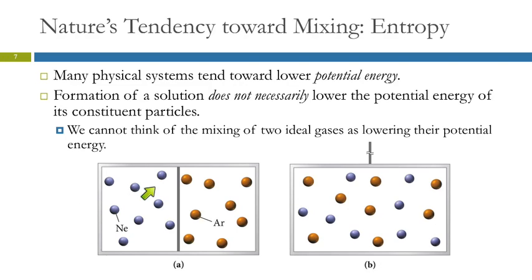And so these guys are just zinging around in this container. When we remove the divider, then they'll mix because they're not going to run into this barrier anymore. This mixing of two ideal gases does not lower their potential energy in any way. So lowering the potential energy does not explain why things mix.